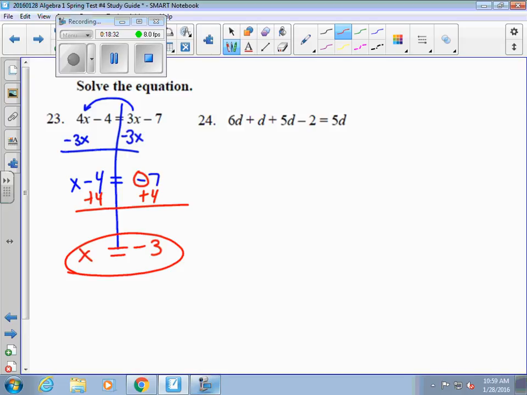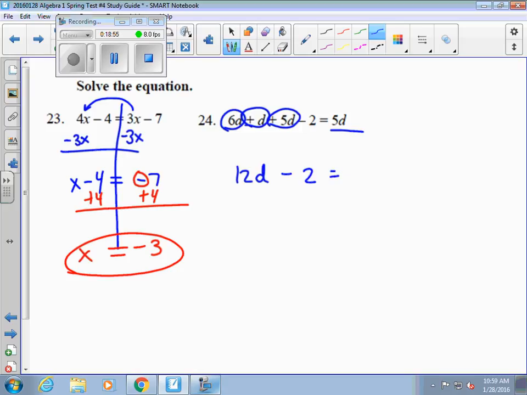6d plus d plus 5d minus 2 is equal to 5d. Before you can undo anything, you have to combine and simplify the left side and simplify the right side. That being said, the right side is simplified. It only has 5d with it. The other side needs to be simplified. 6d plus d is 7d plus 5d is 12d. When we combine those like terms, we get 12d.